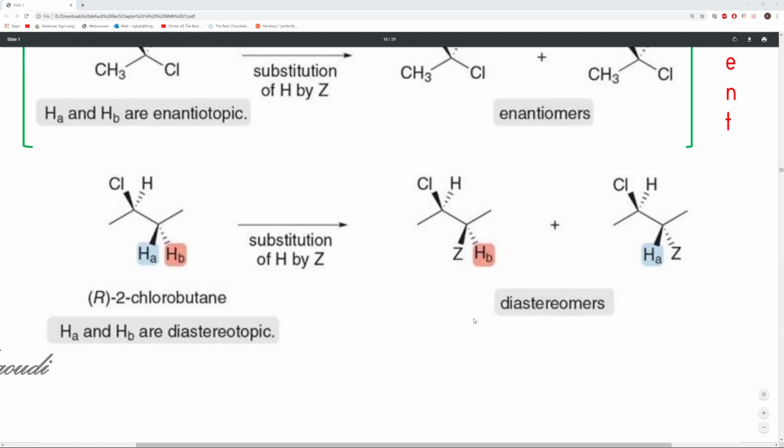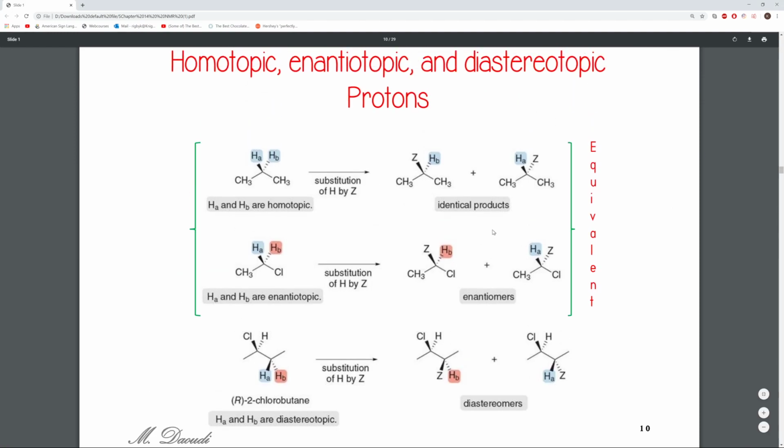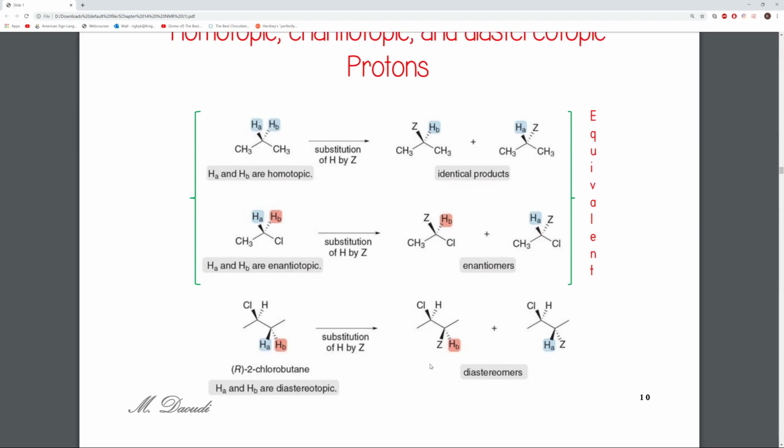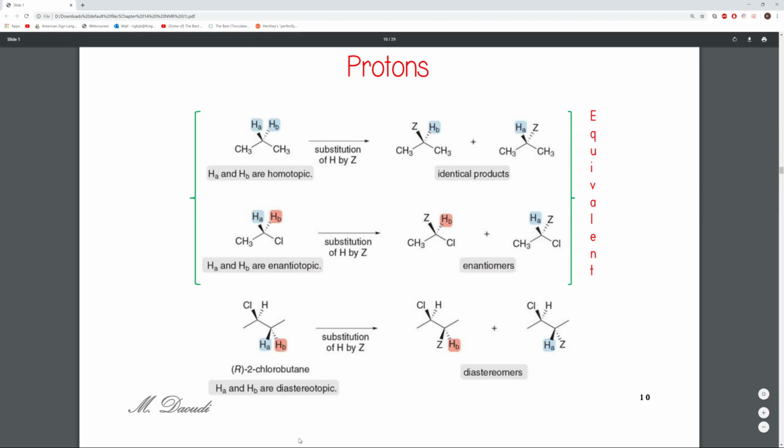Okay, so one more little review. If HA and HB are homotopic, which means they make identical products when replaced with a filler group, or if HA and HB are enantiotopic, which means they form enantiomers when they're replaced by a placeholder, they're going to be equivalent hydrogens. If they're diastereotopic, which means if we replace HA or HB with a placeholder, and they create diastereomers, they are not equivalent and they will have different peaks on the NMR spectrum. Okay?